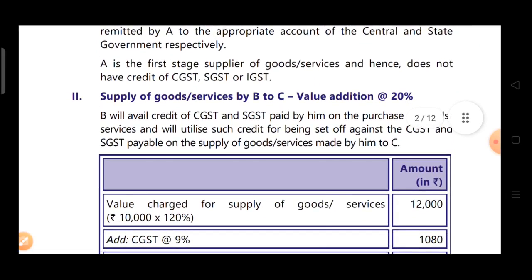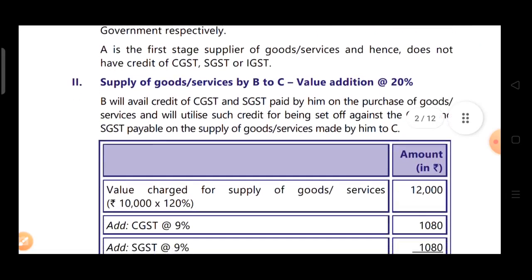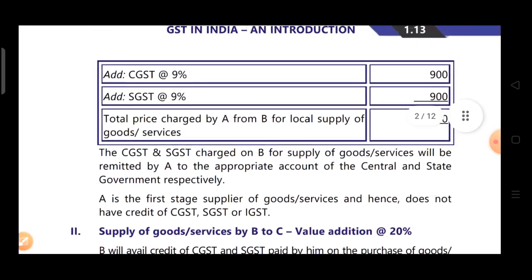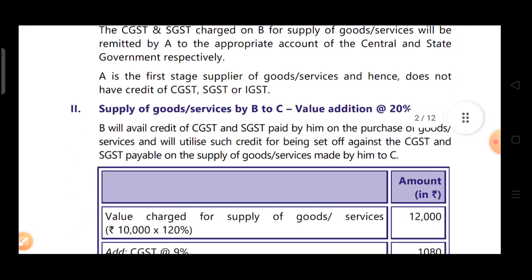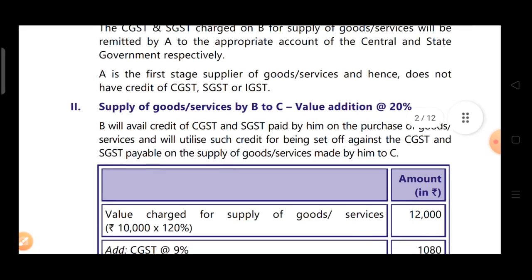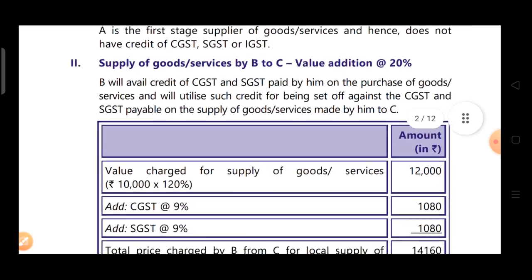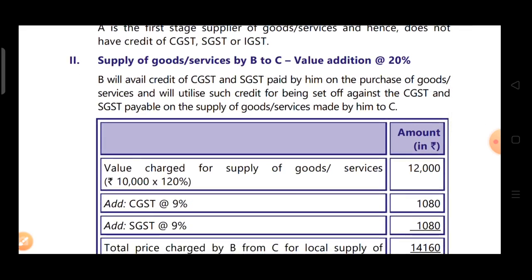Now the second case, this is the continuation of the first case only. In the first case A supplied to B, in the second case B supplied to C. In this case B is the supplier and C is the recipient, and value addition in this case is 20%. So what is written here? B will avail credit of CGST and SGST paid by him on the purchase of goods or services and will utilize such credit for being set off against the CGST and SGST payable on the supply of goods or services made by him to C.